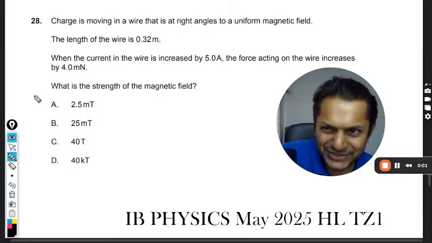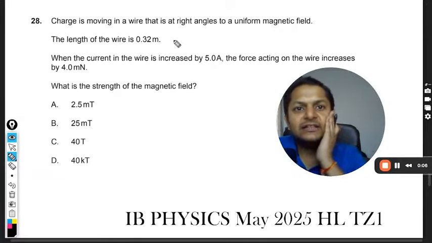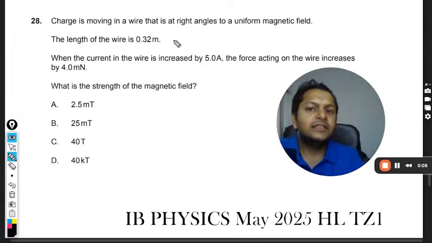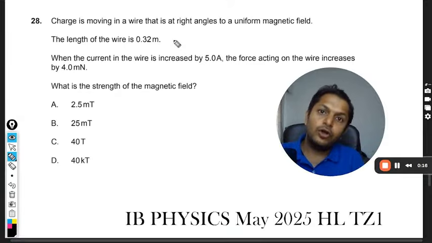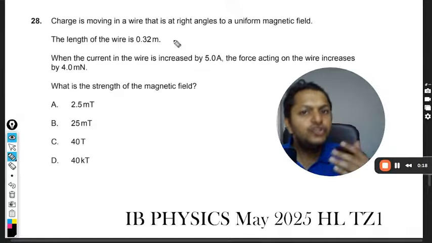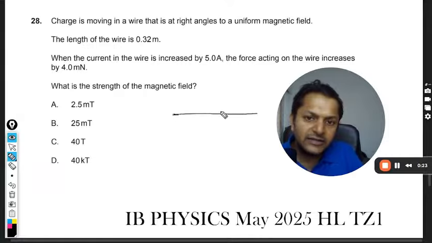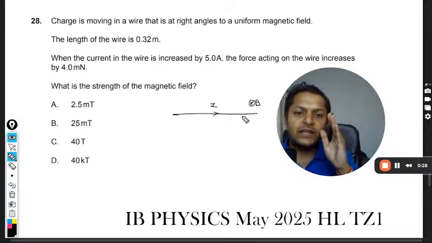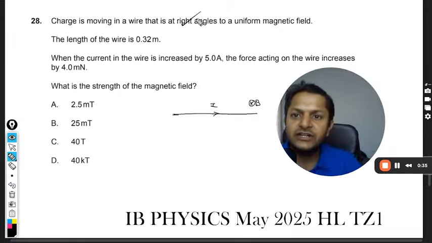Okay, dear student, let's see what is there. In this question, the charge is moving in a wire that is at right angles to the uniform magnetic field. That is usually the case. Charge is flowing through the wire means that the wire is carrying current, and the wire is perpendicular to the magnetic field, which is usually the case with IB, isn't it? So we can just imagine there is this wire, the current is I, the magnetic field is into the page. So the magnetic field is along the Z axis and the current is along the X axis. So they are at 90 degrees. So our first condition is fulfilled.